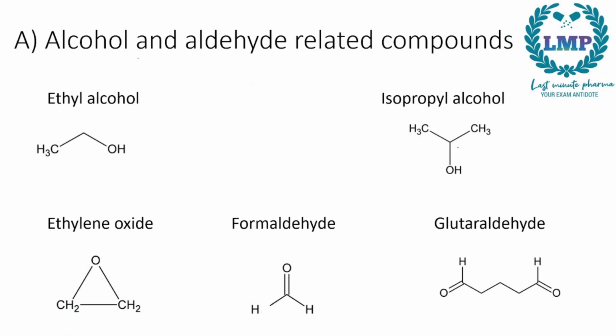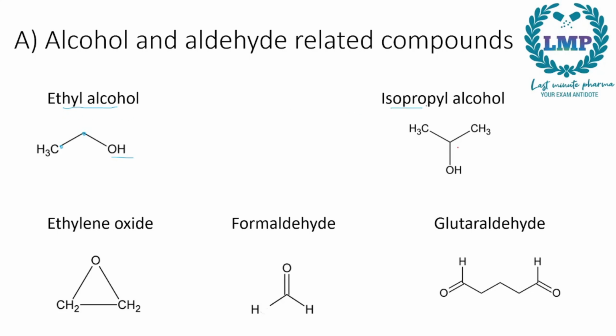Next, now let us get started with the alcohol and aldehyde related compounds. Let us see how to draw their structures. Now the first one being ethyl alcohol. Ethyl means two carbons. So two carbons with an alcohol group, ethyl alcohol.